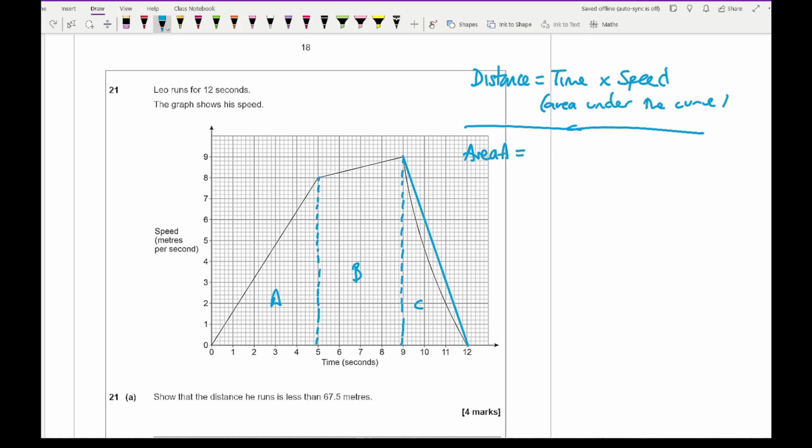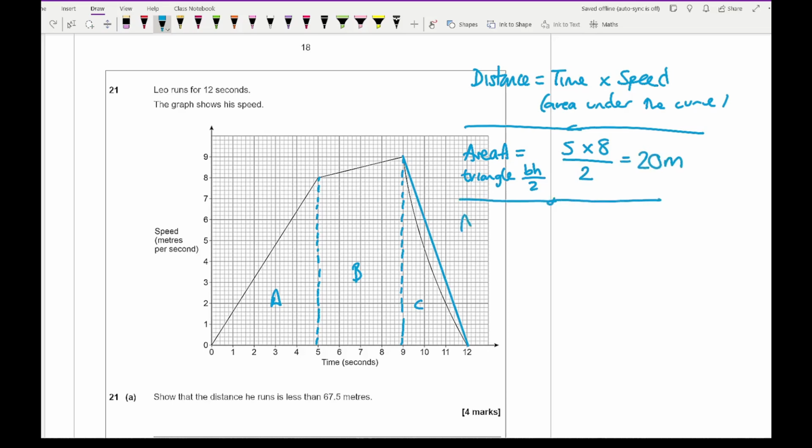So I'll start by first of all working out the area of A. Now area of A is a triangle, so it's going to be base times height divided by 2. That's going to be the base of that triangle, which is 5, multiplied by the height, which is 8, divided by 2. 5 times 8 is 40, divided by 2 is 20 meters.